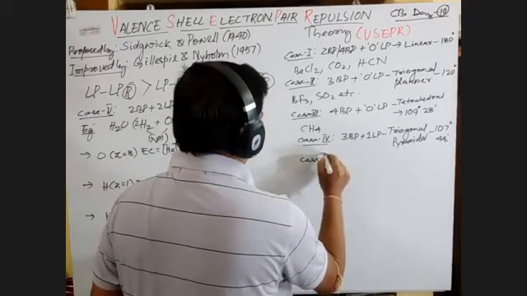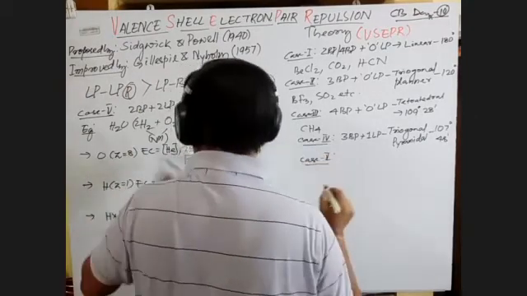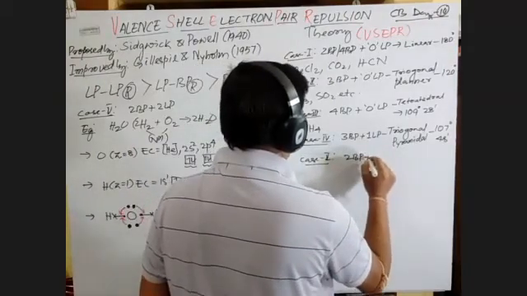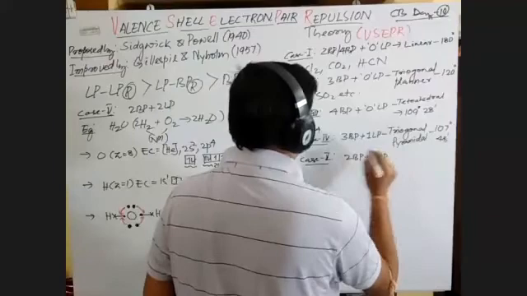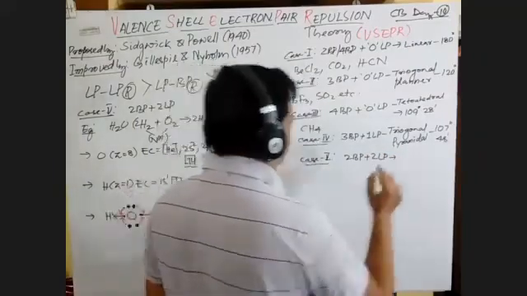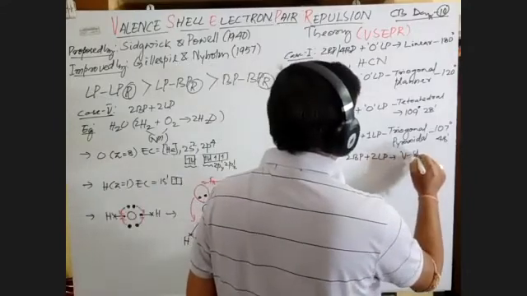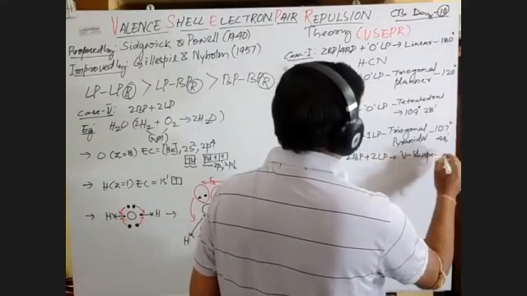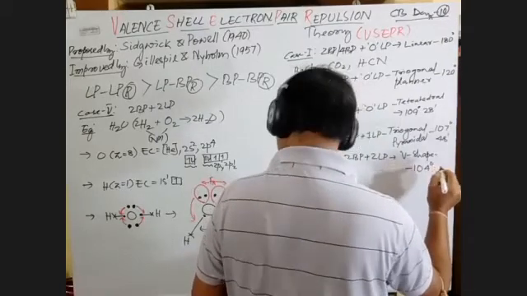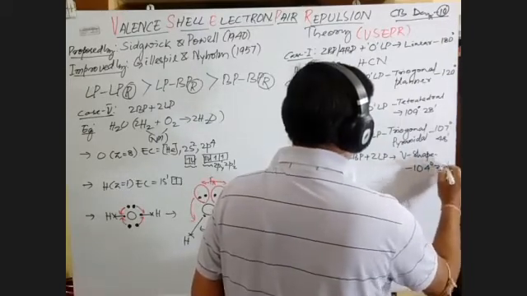This is case 5. It says that if there are two bond pairs with two lone pairs of electrons on the central atom, the shape will be V shape. The shape will be V shape with a bond angle of how much? 104 degrees 31 minutes.